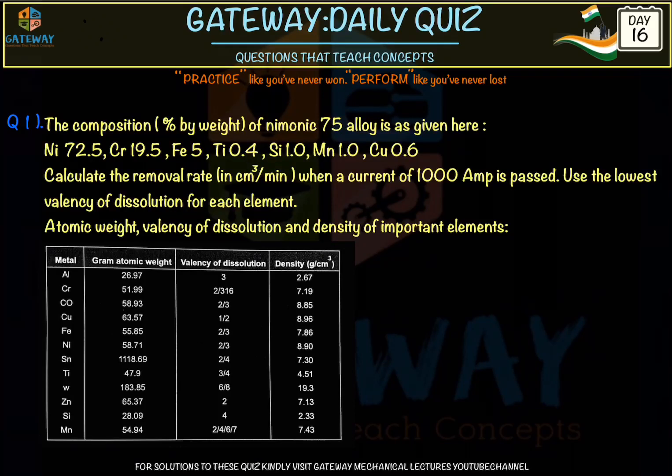Today we are having solutions for quiz day 16, and here we have question number 1. Today's topic is all about unconventional machining and also CNC and powder metallurgy of the production. By today the production syllabus will be finished.